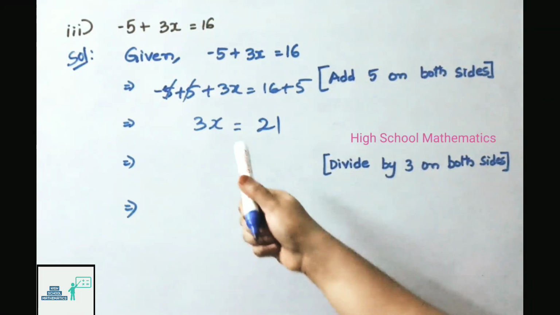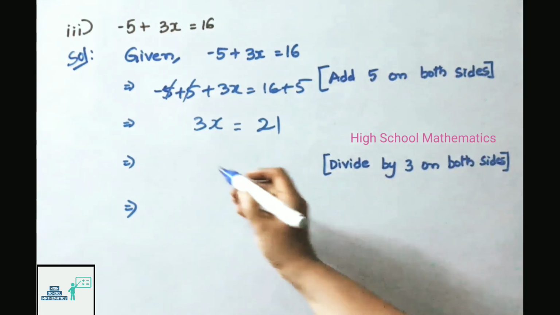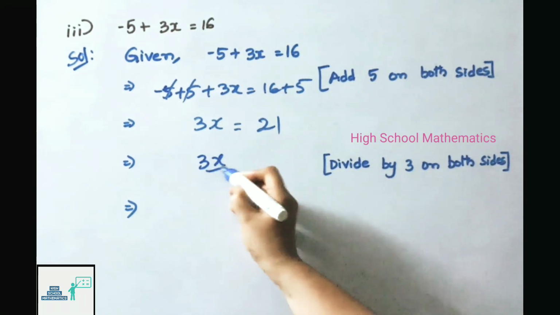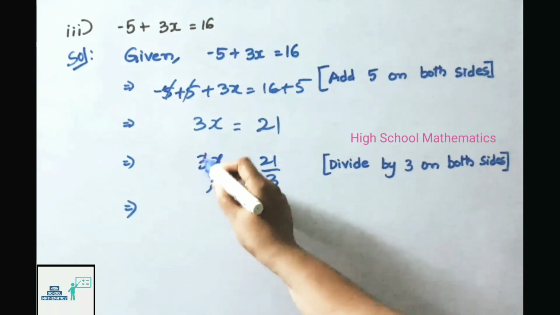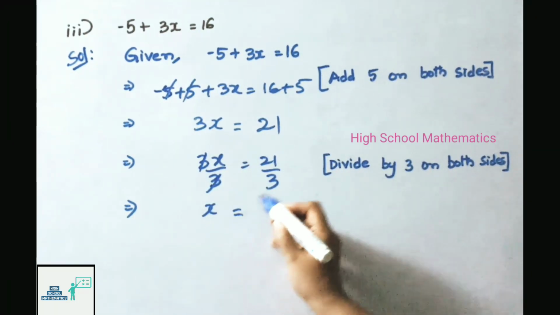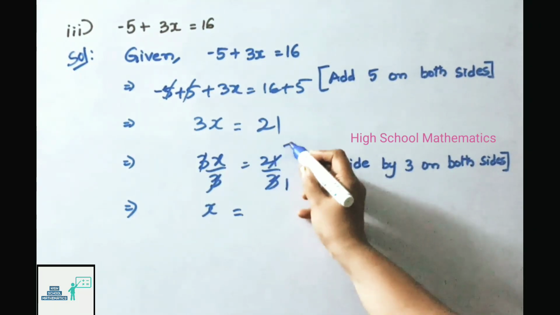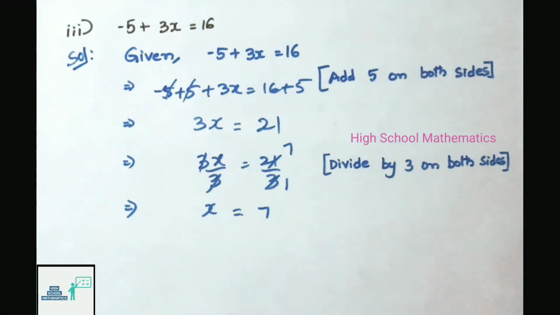Now to remove this 3 we are going to divide by 3 on both sides. Write down 3x by 3 equals 21 by 3. 3 cancels, write down x equals 3 ones are 3, 3 sevens are 21. So x value is 7. Therefore x equals 7 is the solution for the given equation.